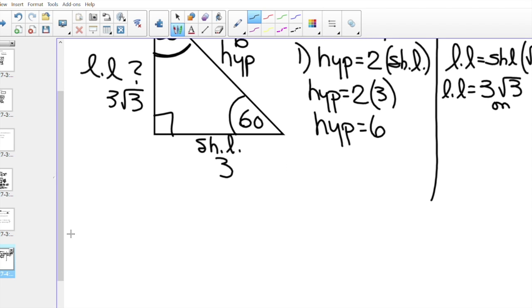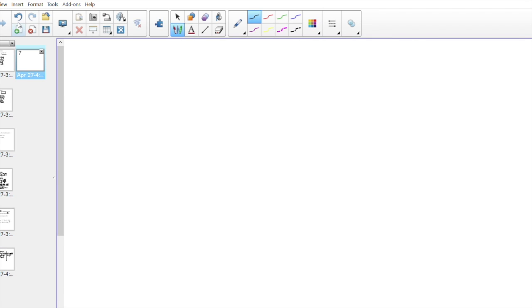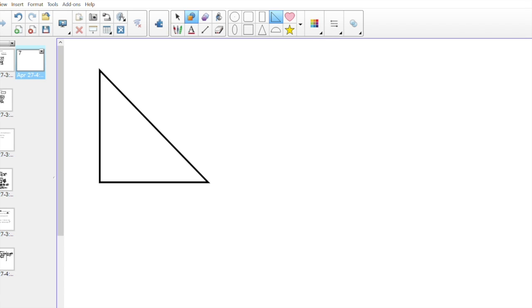Now, let's take another approach to this. Since that was given the length of the shorter leg, let's see how you would do it if I gave you the length of the hypotenuse. Again, this is the right angle, this is 60, this is 30, and this is the hypotenuse. And let's say this time I give you the length of the hypotenuse as 4. What would be the length of the sides opposite the 30 and the 60-degree angles?